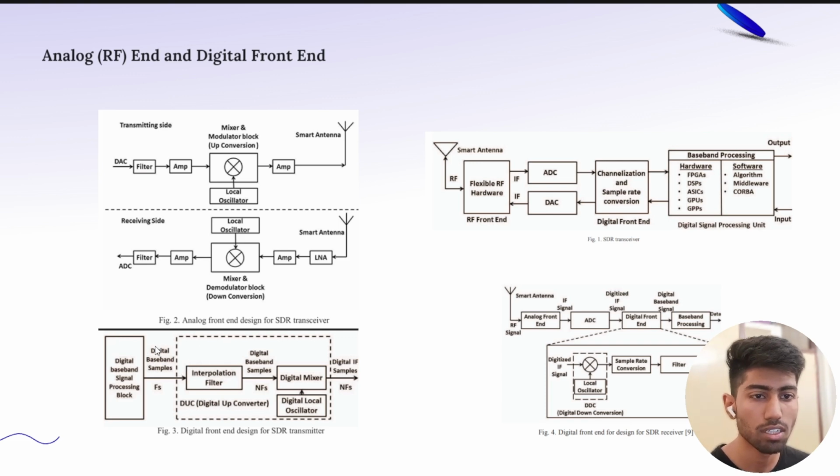The digital front end basically does channelization and sample rate conversion of the signal, which contains the digital baseband signal processing block that samples the signal. Then there is an interpolation filter, which filters out all the unwanted signals and converts it into digitized form. In the digital front-end transmitter, we convert digital baseband samples into digital intermediate frequency samples. Opposite to that, in the digital front-end receiver, we convert intermediate frequency signals into baseband signals.